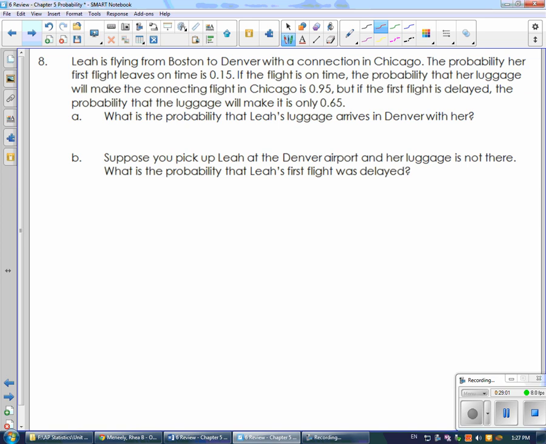So in this case, I'm not looking at overlapping events. I'm looking at a sequence. So either her flight is on time or it's not, and then either her baggage gets there or it doesn't. So let's start with the flight. Her flight is on time or it's delayed. And we know it leaves on time 15% of the time, which is not a very good probability. That means 85% of the time it's delayed. And then either her luggage is going to make it or it won't.